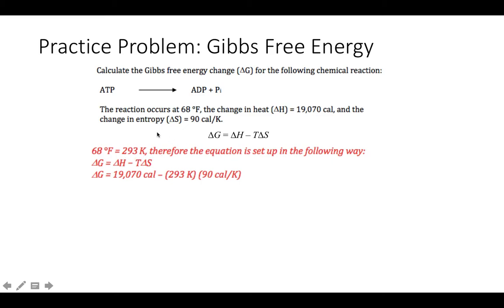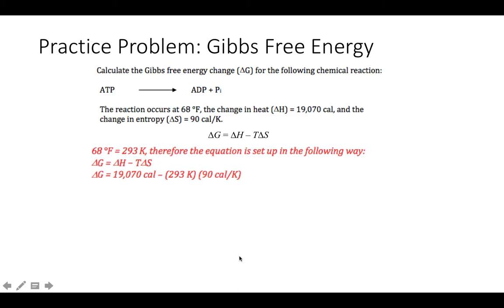I will give you guys a resource in class that has all of the ways to calculate the different temperature units. Unfortunately, that is not provided for you guys on the test, so that one is something we will have to memorize. Okay, so now we have our temperature in the proper units. So delta G is 19,070 calories. We got that from here. Minus 293 Kelvin, that was our temperature, times delta S, which is our entropy, which is 90 calories per Kelvin.